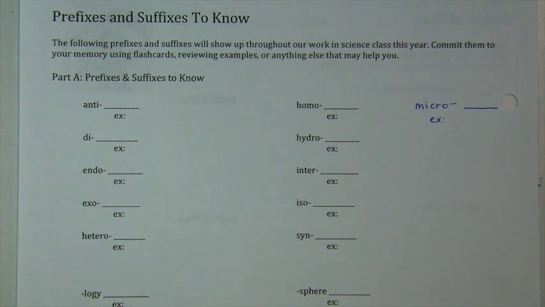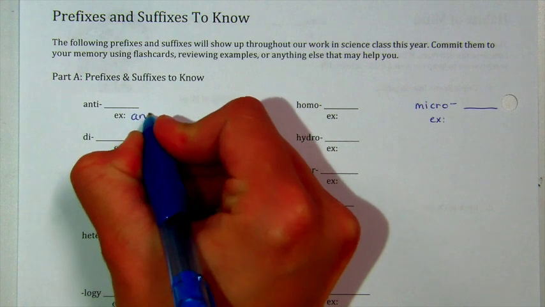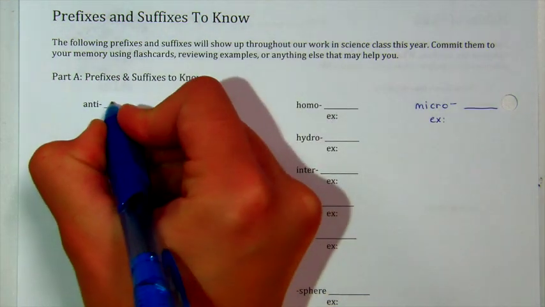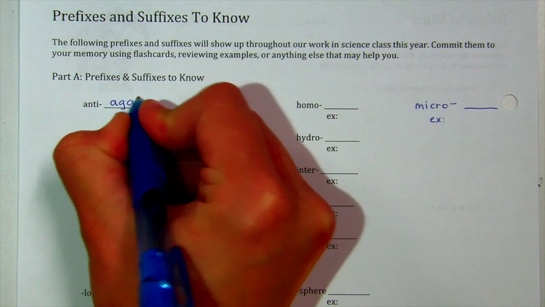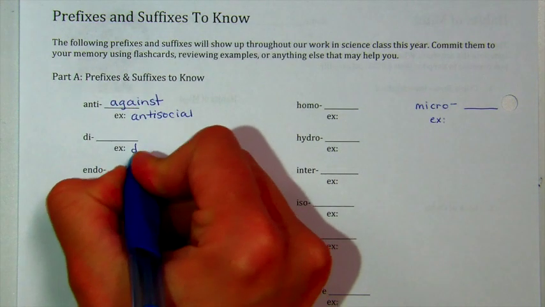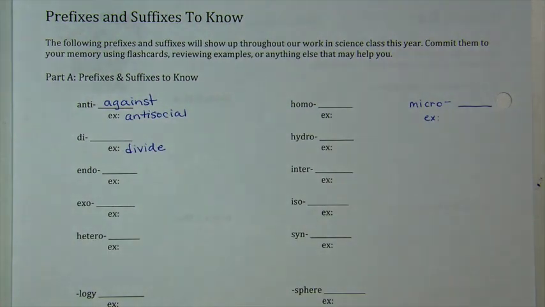Anti. You can probably think of some words that begin with the word anti, like antiseptic or antisocial. What does that prefix mean? Well, anti means against. The next one, di. Some examples would be like divide or dipole or dialogue. If you think of dialogue, dialogue happens between at least two people.